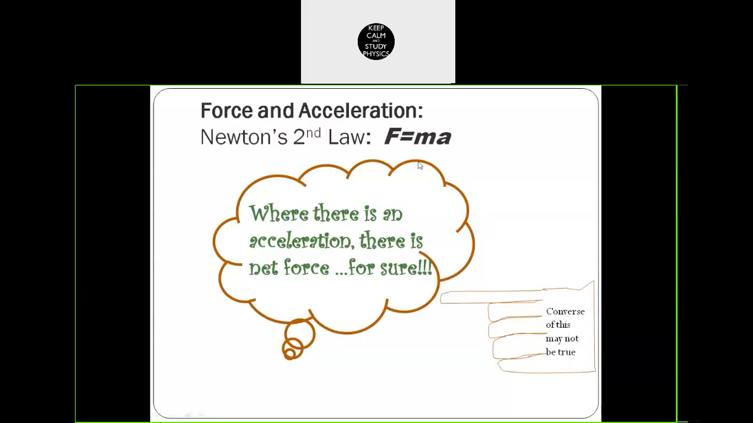What is the converse of this statement? Let us see. Converse means in reverse. You can see here what we are saying. We are saying that where there is an acceleration, there is a net force. If we want to state this in reverse, there is a net force, there is acceleration. Can it be true? When there is a force, there must be some acceleration. Can it be true?